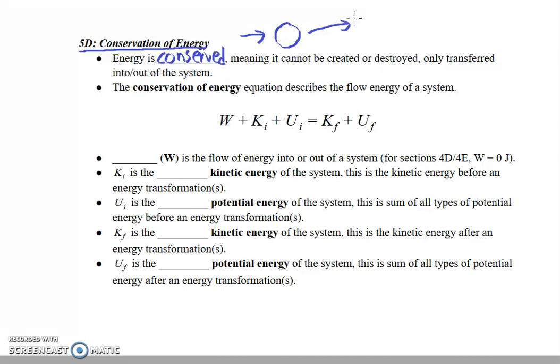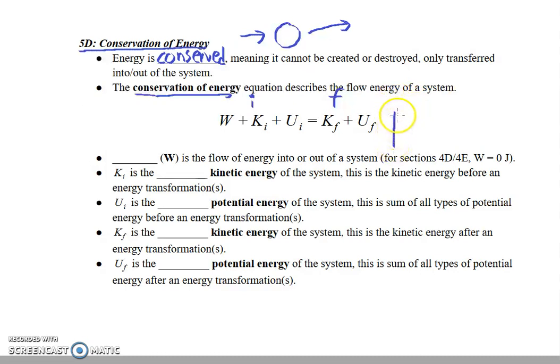So that idea that all energy has to be somewhere is mathematically explained in this conservation of energy equation. If you look at it, there's a lot of terms, but basically it's describing what's happening initially to an object before some transformation happens to it, and then finally what happens to the object after some type of energy transformation happens to it.